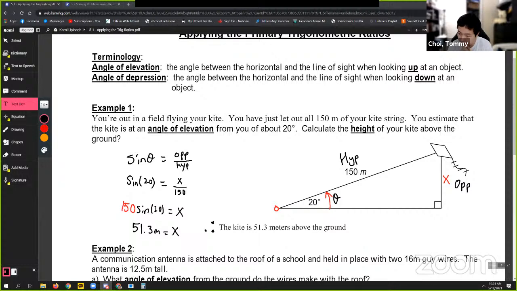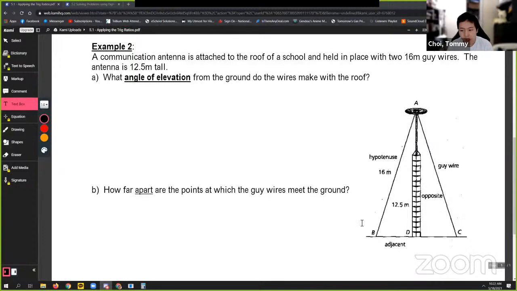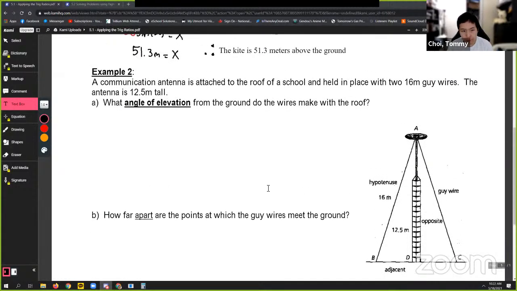Okay, I'm assuming everyone has gotten it, so we will move on. There are no questions in the chat, which is great. So then we're going to move on to here. The communication antenna is attached to the roof of a school and held in place with two 60-meter guy wires. The antenna is 12.5 meters tall. What angle of elevation from the ground do the wires make with the roof? And then B, how far apart are the points at which the guy wires meet the ground?